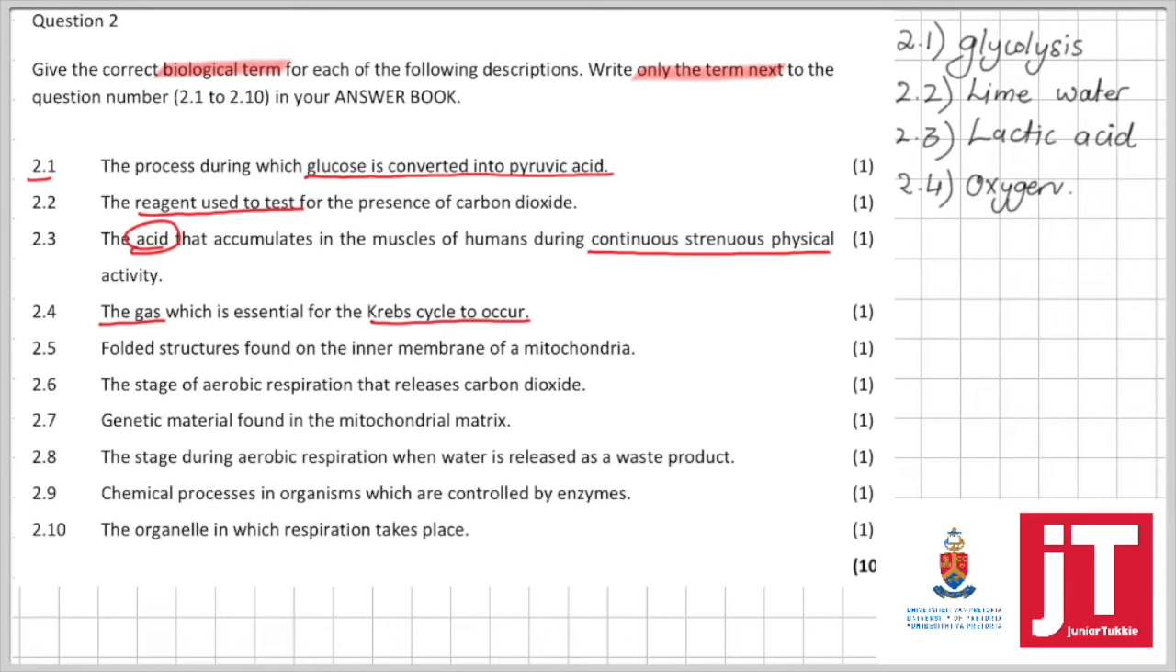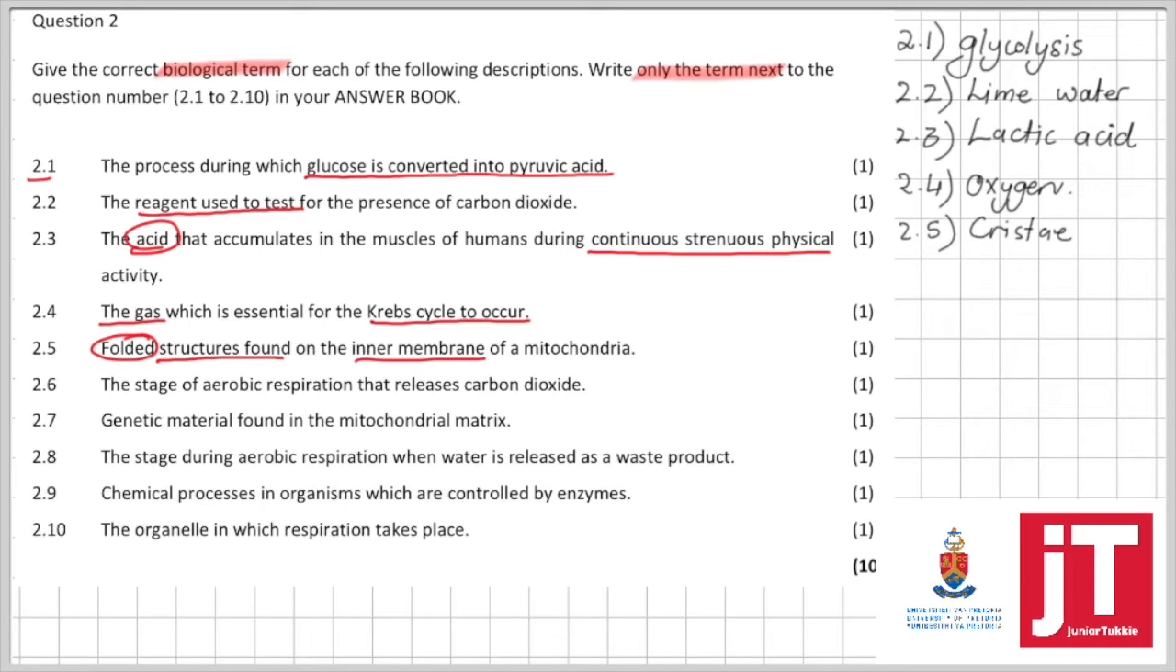Right, looking at question 2.5 now, it says: the folded structures found on the inner membrane of the mitochondria. Now, if you've looked at theory video 1 of this section that we did earlier, and you understand the structure of the mitochondria, the folded structures of the inner membrane we refer to as the cristae. So that would be what they want there as an answer.